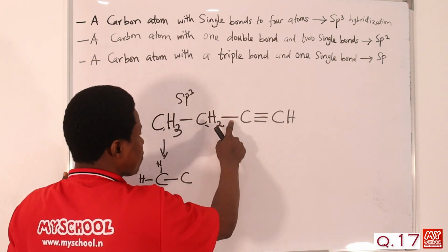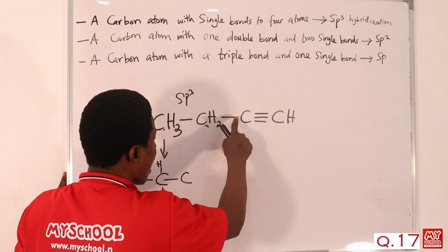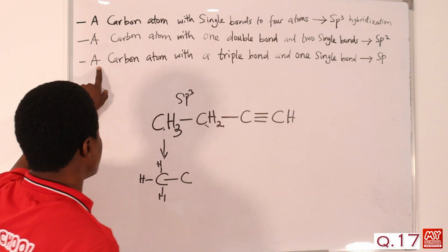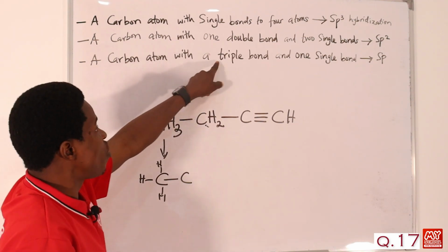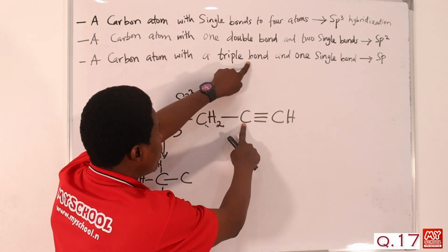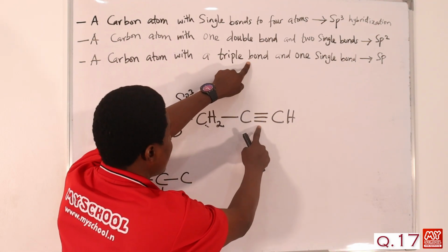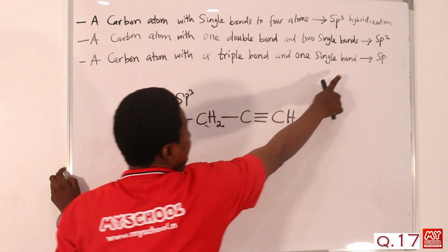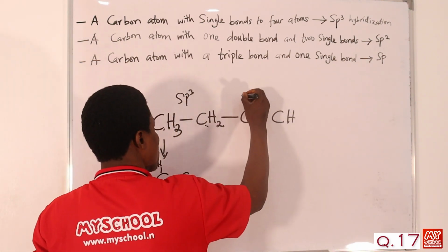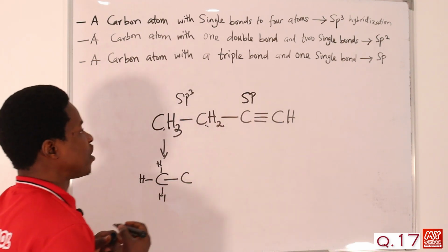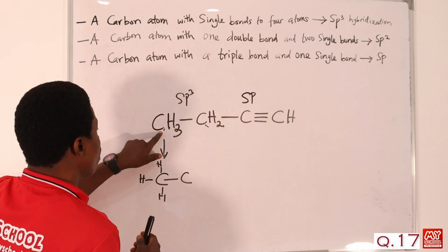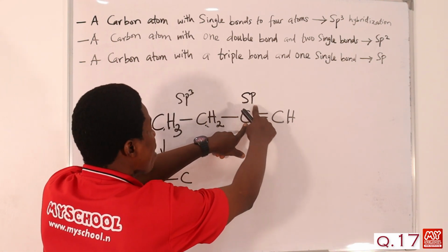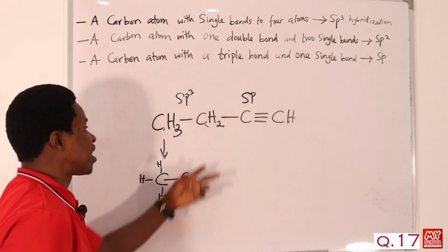Now between here, we have a carbon atom, of course, with a single bond here, and then we have a triple bond. That's the third one. A carbon atom with a triple bond, 1, 2, 3, and 1 single bond. What we have is sp hybridization. So I think this will help you remember so far. Between carbon 1 and carbon 2, we have sp3. Between carbon 3 and carbon 4, we have sp hybridization. So these are the 2 hybridizations we have.